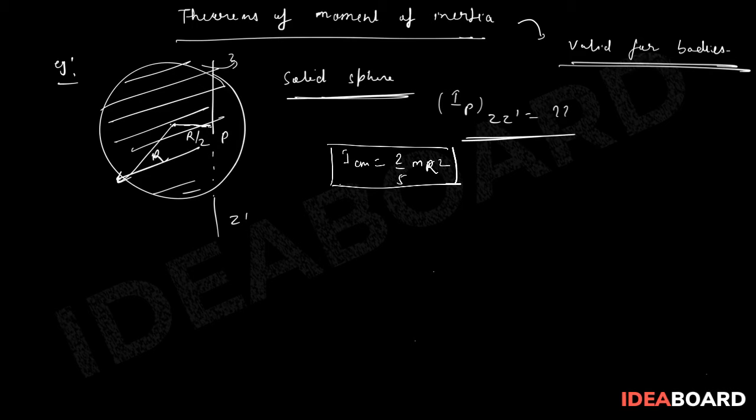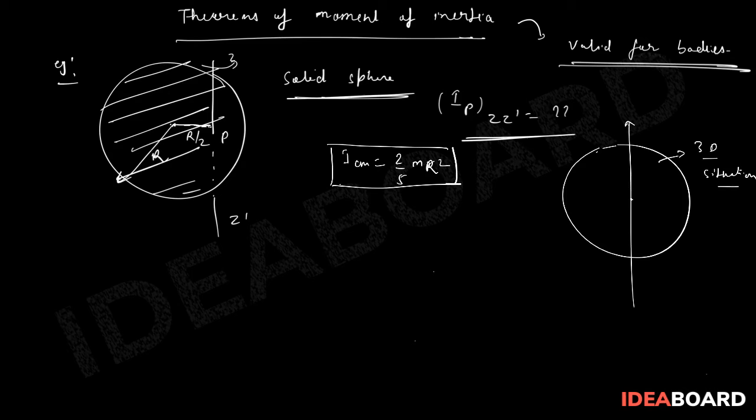An interesting point is that in a solid sphere, from anywhere you take, it will be ICM, like from any axis, because it's a 3D situation, so that doesn't make any change. So this will be ICM. This will also be ICM only. So ICM will be 2 by 5 mr square. So we got the value of ICM.